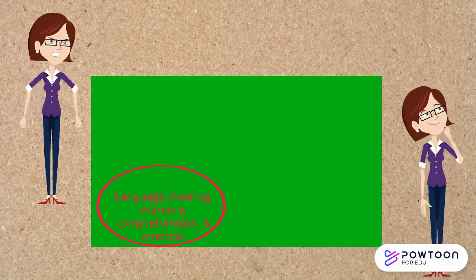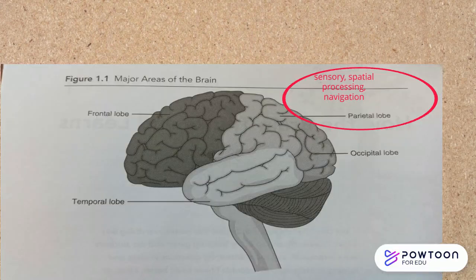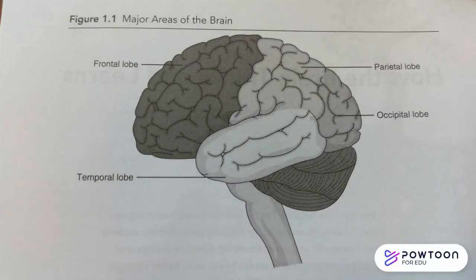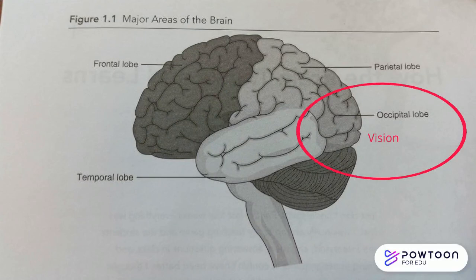The parietal lobe regulates things like sensory information, spatial processing, navigation, perception, math, and reading. Again, think of your audio and video and how this is important. And the last part, the occipital lobe, processes vision. So think of your content and how this is important.